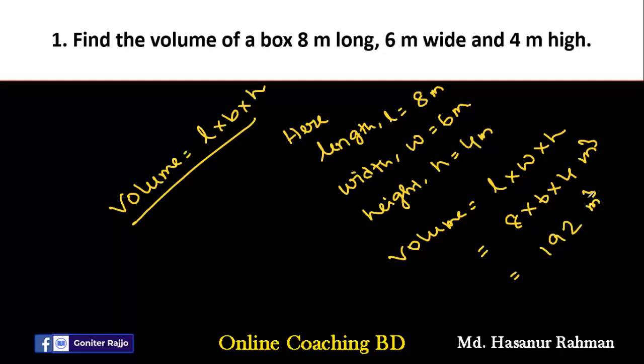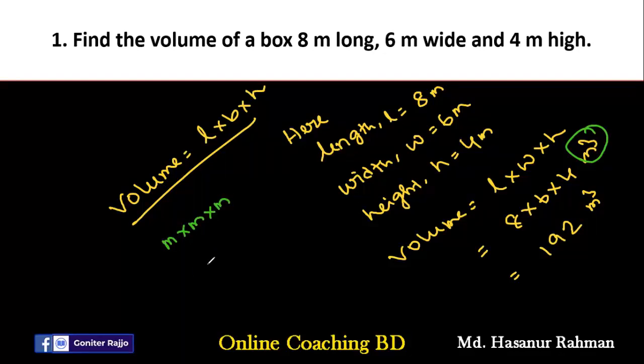And this is an important thing, that when we write the unit should be meter cube. Why meter cube? Because meter multiplied by meter multiplied by meter. When you multiply three similar things, then here the index will be 3. Okay, meter cube. That's why meter cube. So be careful. The unit of the area is meter square. The unit of the volume is meter cube.